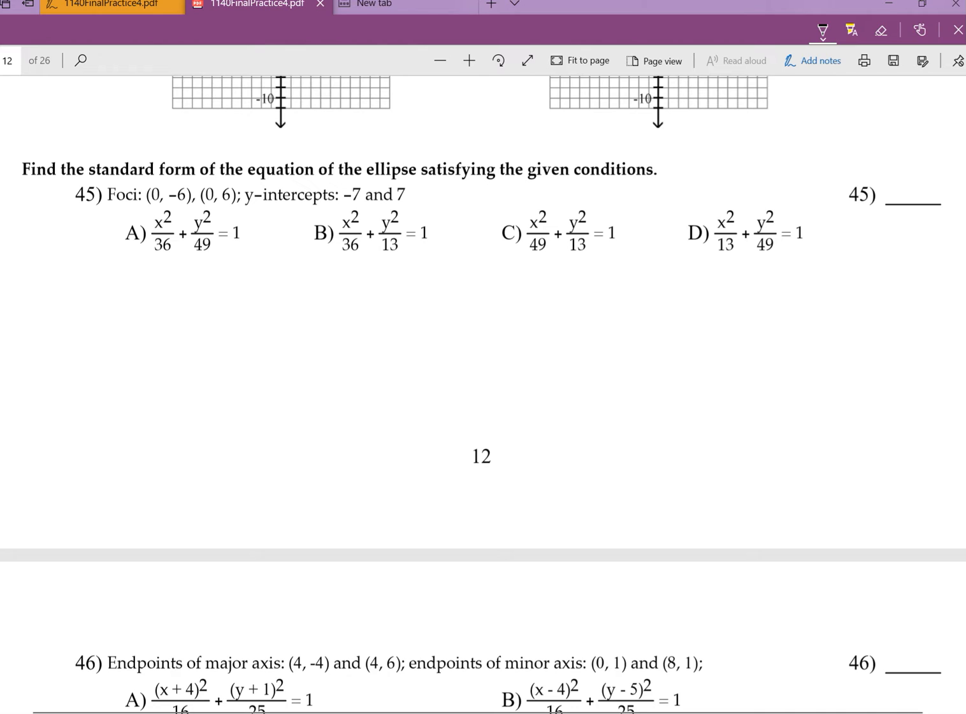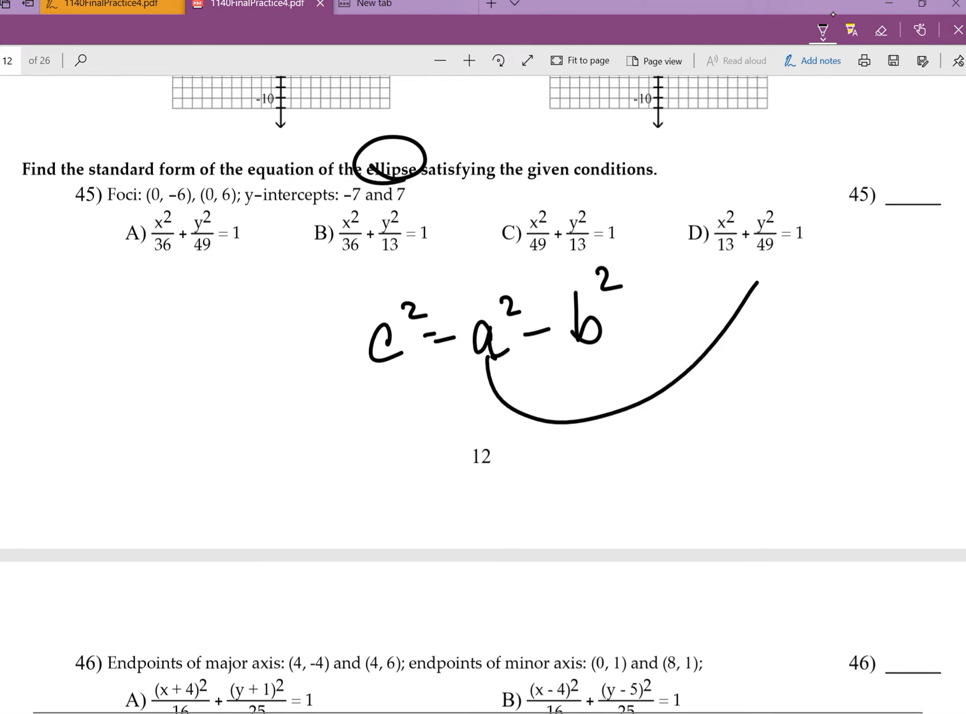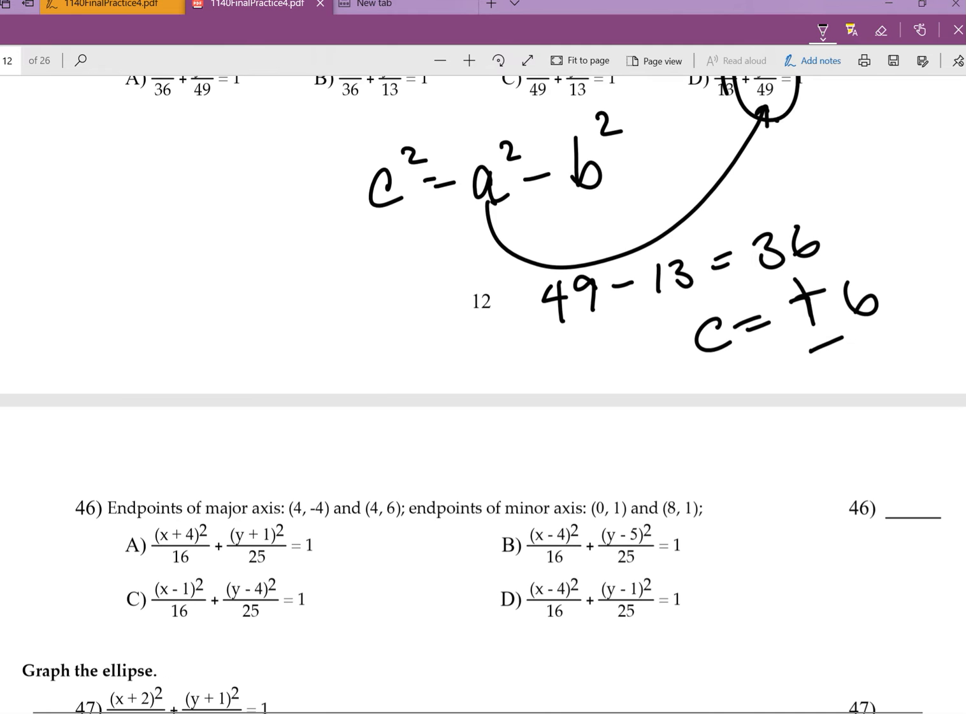This doesn't take much work. You can see quickly where the answer comes from, because remember, if they're telling you it's an ellipse, c squared is a squared minus b squared. A is always the biggest, or the largest number, so in this case 49 minus 13, that gives you 36. So if I take the square root of that, I get plus and minus 6. And it's on the y, because the y holds the major axis.